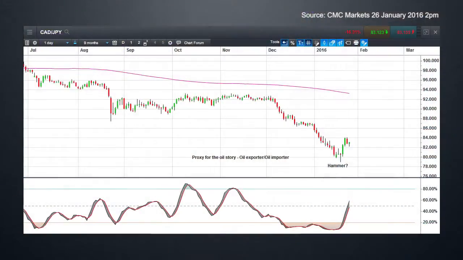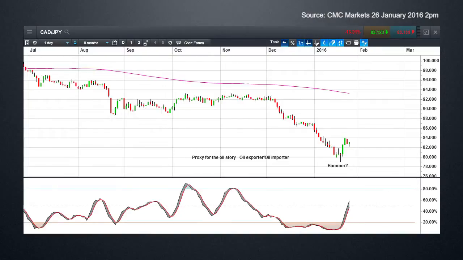Now, the reason I've looked at the Canadian dollar against the Japanese yen is essentially because Canada's a net export country and Japan is a net import country. So in that context, sometimes looking at charts like a cross like Canada yen can be instructive in terms of the overall turnaround in sentiment on a particular currency pair.